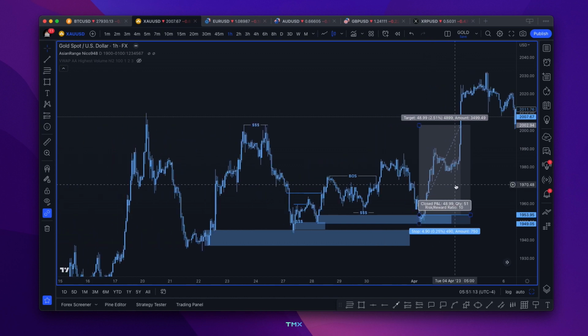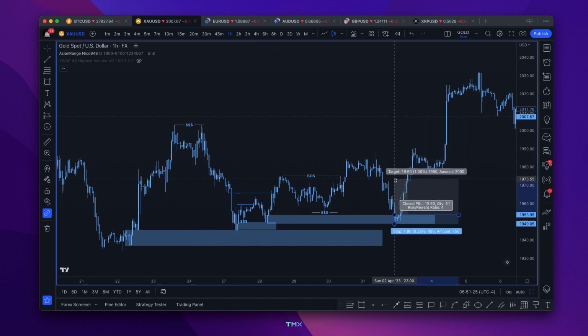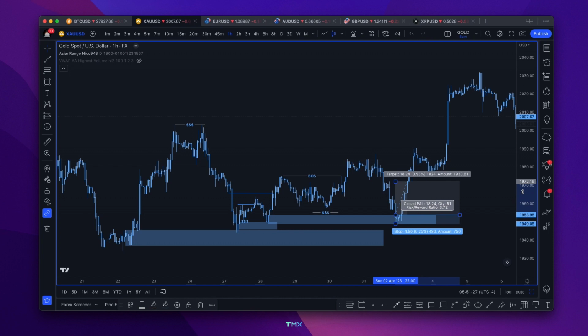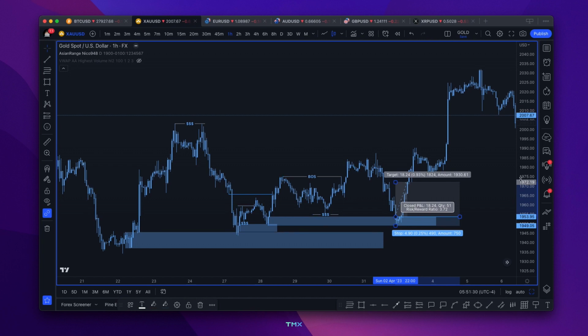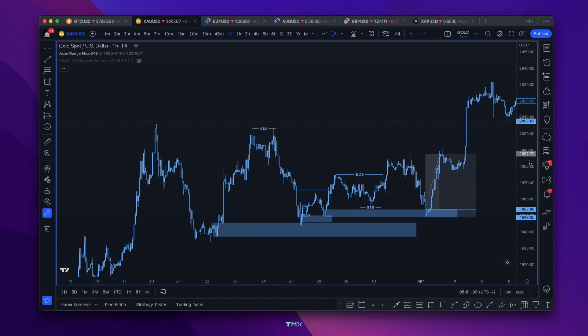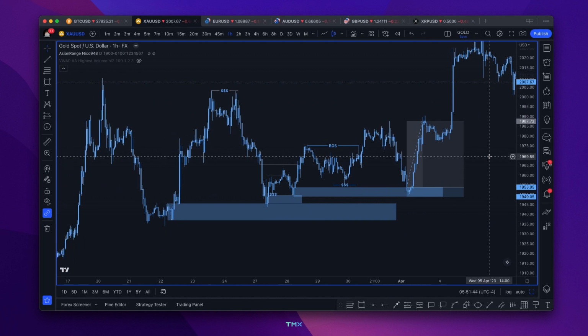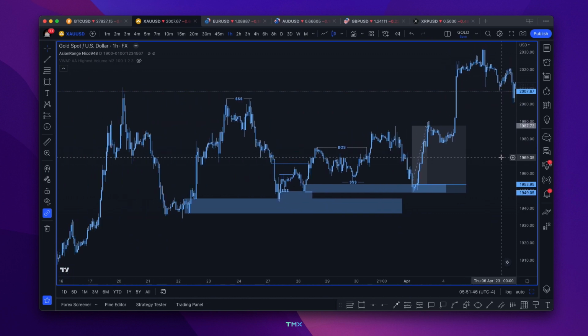Now, from my personal experience, I wouldn't hold the trade all the way to these equal highs over here, because I would have probably taken out around 50% at a risk to reward of 1 to 3, or at this initial high here. And yeah, these are two setups which I have taken on gold, and these are inducement setups to be specific.